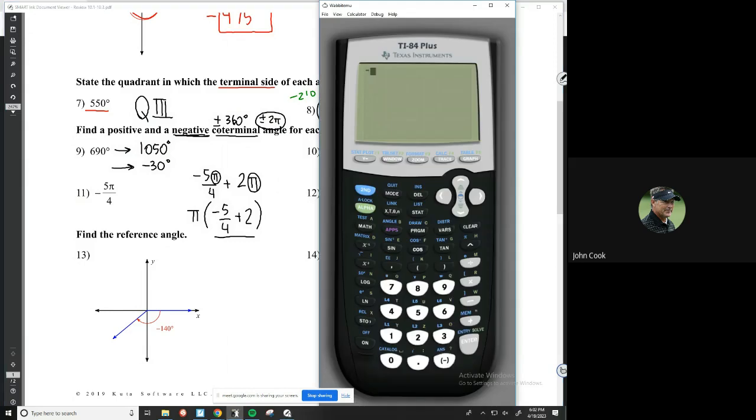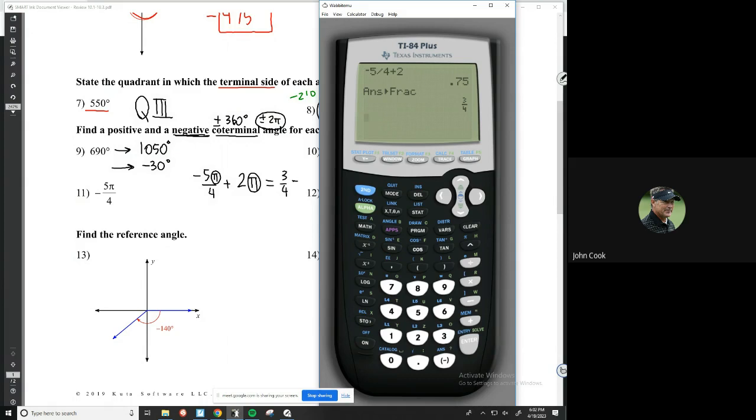Now if I just concentrate on the negative 5 over 4 and add on 2, that's a lot easier. I even know what that is. That's 3/4. Watch. If I hit math and then fraction, 3/4. So this is really just 3/4 of a pi. So if I add those two things together, I get 3/4 of a pi.